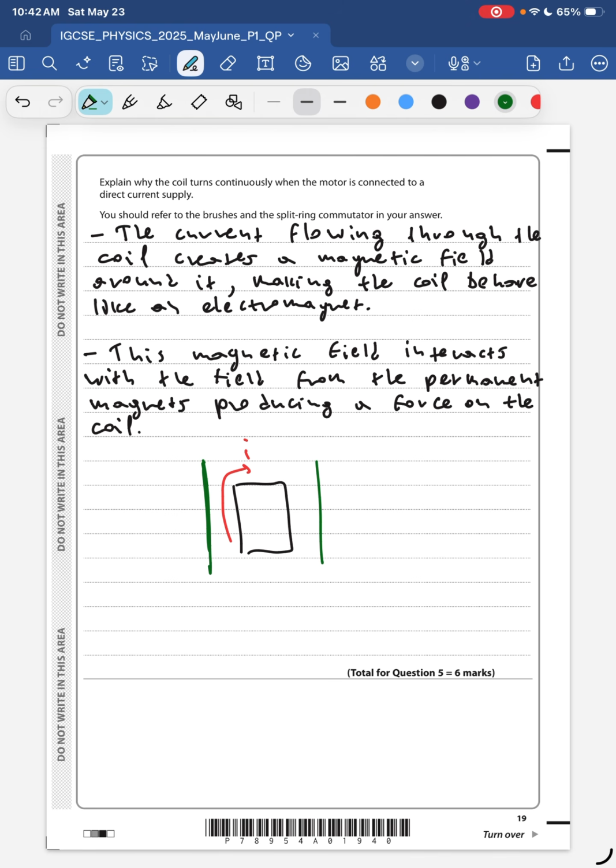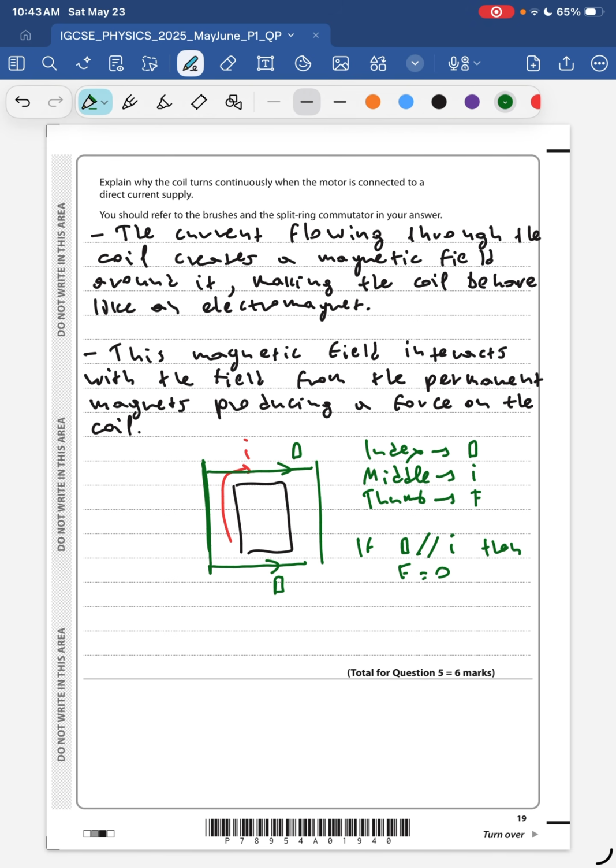So if the direction of B is to the right, the magnetic field is to the right, then you put your index finger in the direction of B, and then you put your middle finger in the direction of I, and then your thumb is going to point towards the force. Another detail is that if B is parallel to I, then the force is 0.